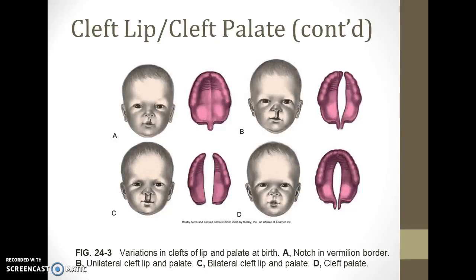An example through drawing. Here are the variations that you just saw in the other picture. Here is a slight notch in the vermilion border with no cleft palate. Here is a unilateral cleft lip and a unilateral cleft palate. Here is bilateral cleft lip and bilateral cleft palate. And here is a child who just has a cleft palate.